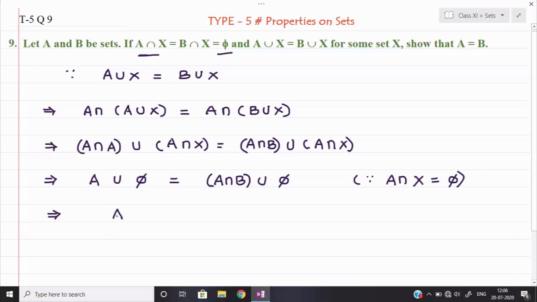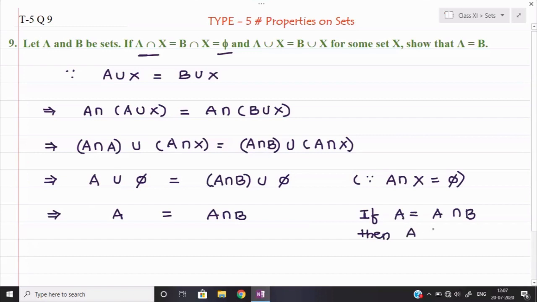Same thing will happen here also. A and A intersection B union with phi. So that will again become A intersection B, because from phi we are not getting any element. So ultimately the value will be equal to A intersection B only. And I have told you in the definition, if A is equal to A intersection B, then definitely A will be a subset of B.